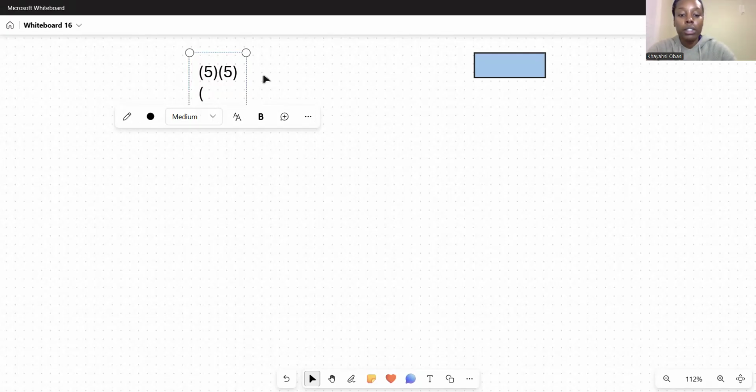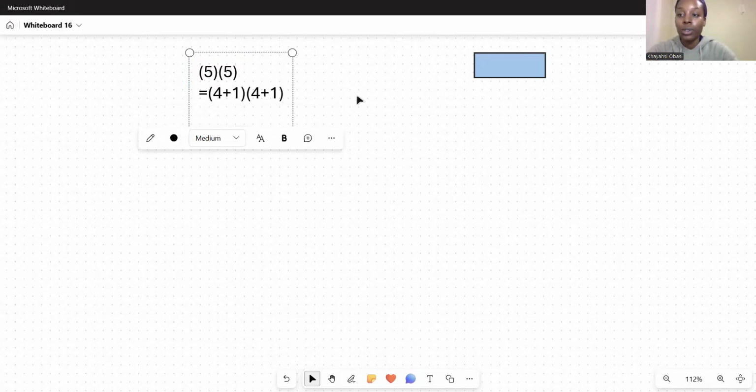But what if we express 5 as a sum of two numbers, 2 and 3, 4 and 1, and so on and so forth? Let's choose 4 and 1. Then this is equal to 4 and 1. Now what we can do is use the FOIL method.